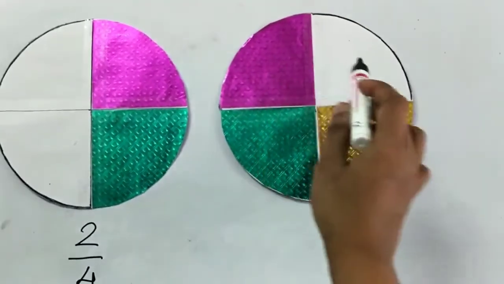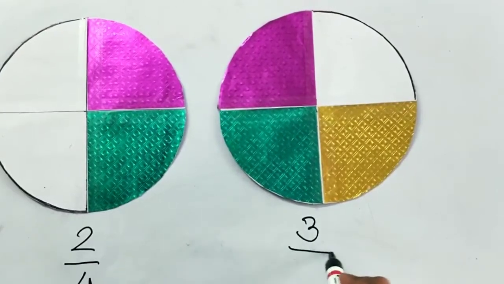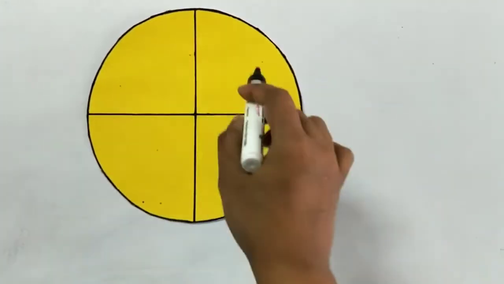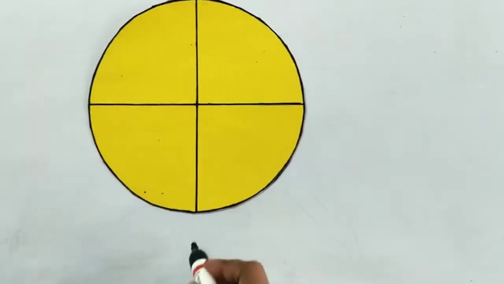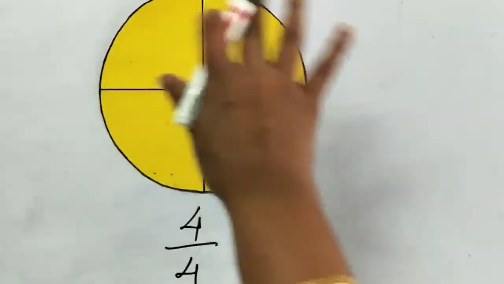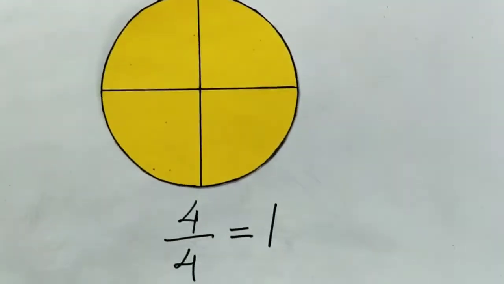The circle has 4 equal parts. 3 parts are colored. Fraction of the colored part 3 by 4. The circle has 4 equal parts. All the 4 parts are colored. So the fraction is 4 by 4, which is the whole circle. 4 by 4 equals 1.